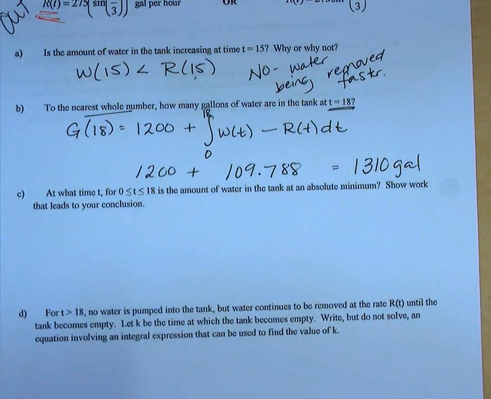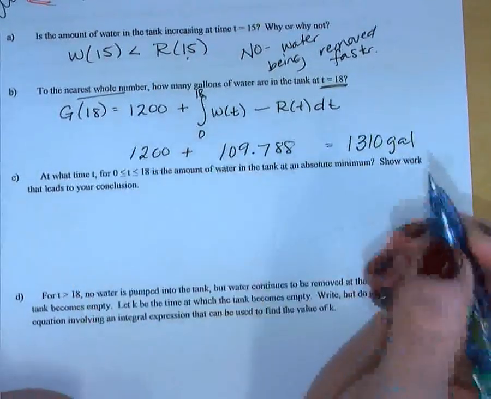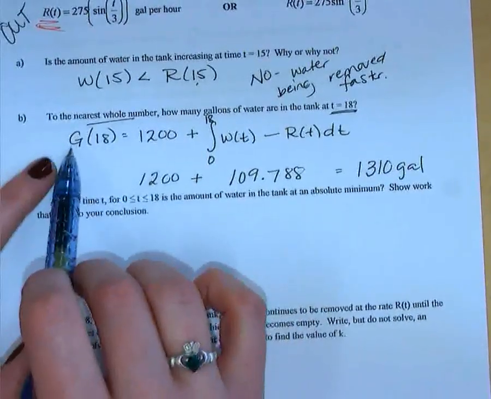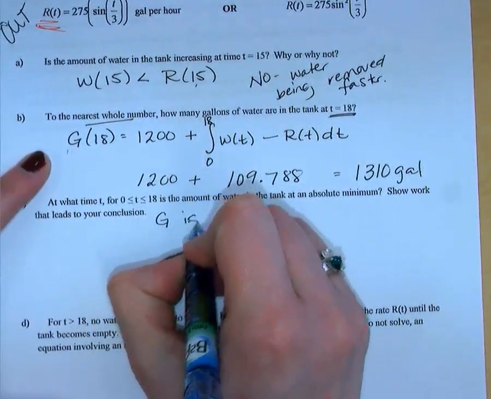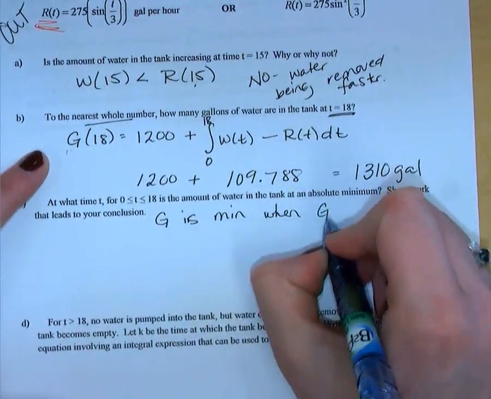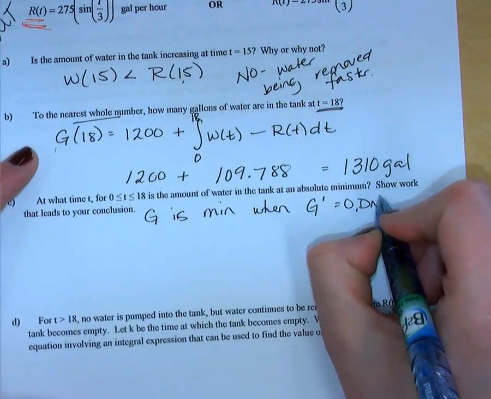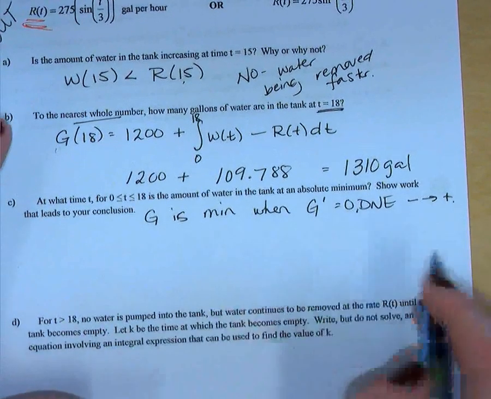For part C, at what time on my interval is the amount of water in the tank an absolute minimum? If you recall, when we have a closed interval and when they talk about an absolute minimum, that means endpoints become contenders as an answer. So for the amount of water, up here I talked about G representing the amount of water in the tank. So I'm going to say G is an absolute min when the derivative is 0, and we have to have a sign change, negative to positive. That's going to give me my minimum.